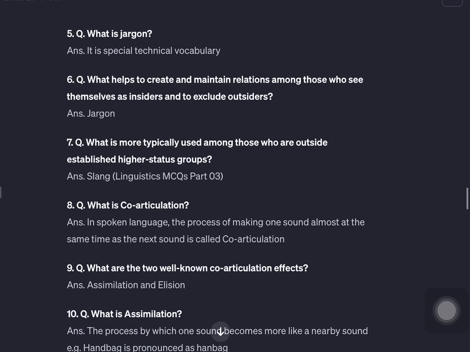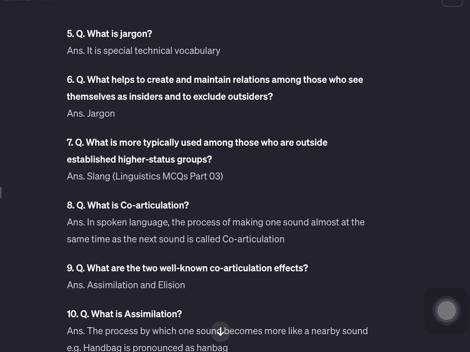5. Q. What is jargon? Ans. It is special technical vocabulary. 6. Q. What helps to create and maintain relations among those who see themselves as insiders and to exclude outsiders? Ans. Jargon. 7. Q. What is more typically used among those who are outside established higher status groups? Ans. Slang.